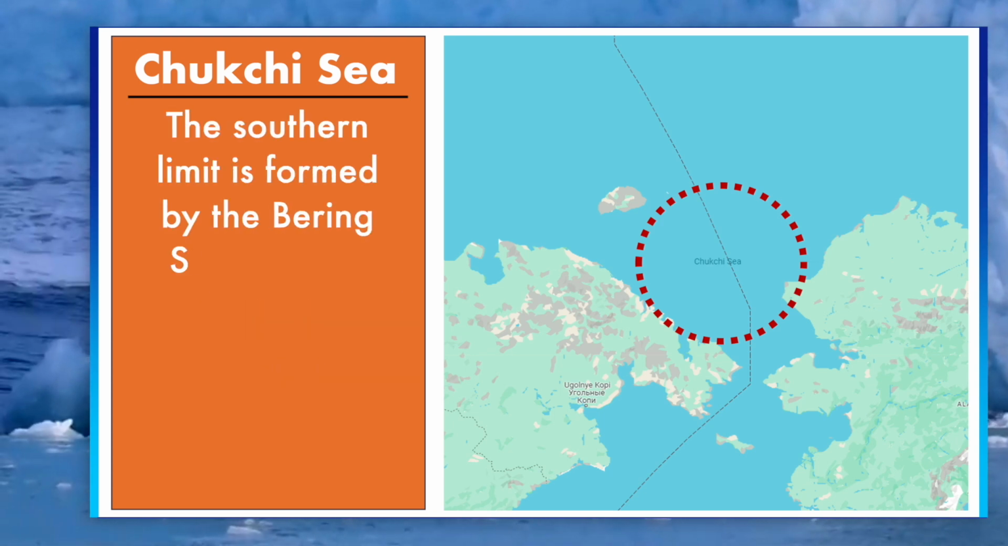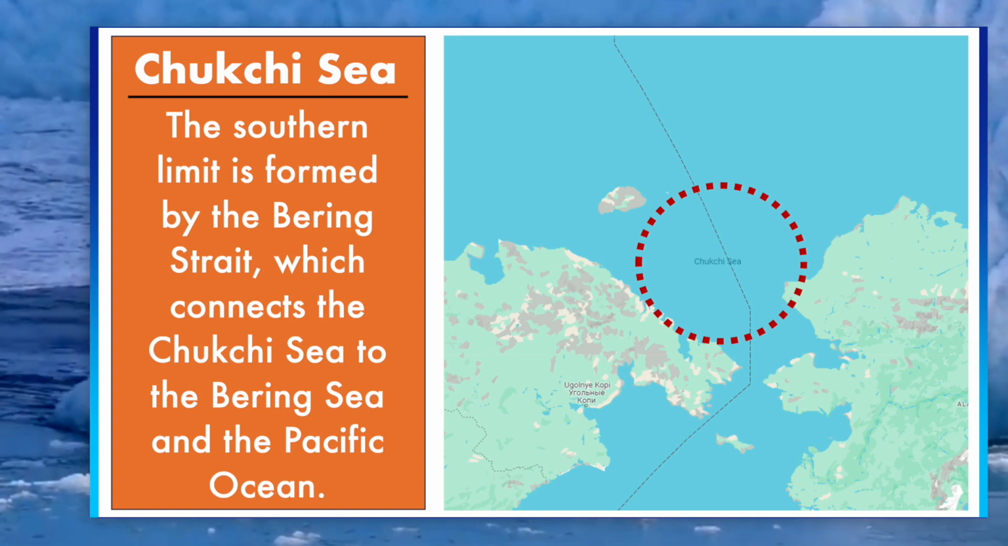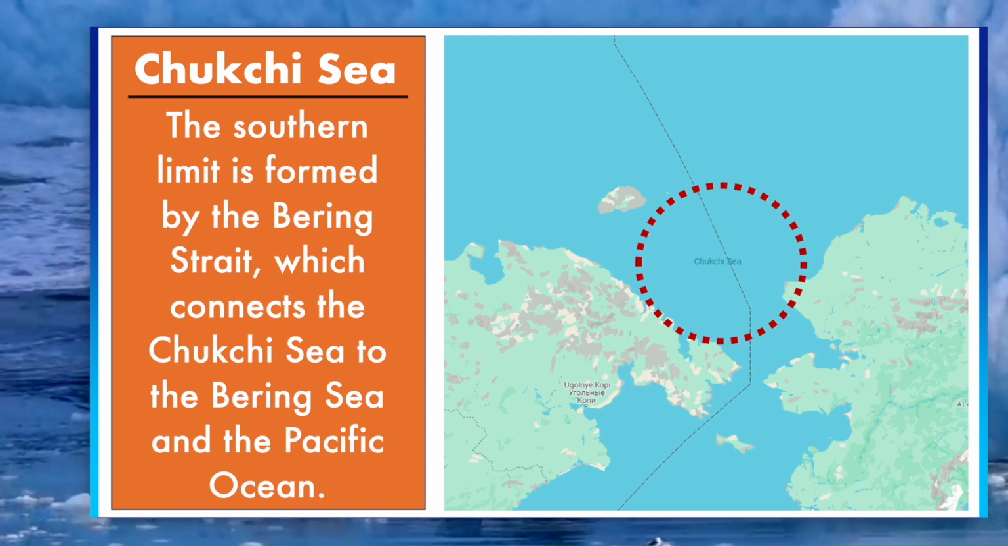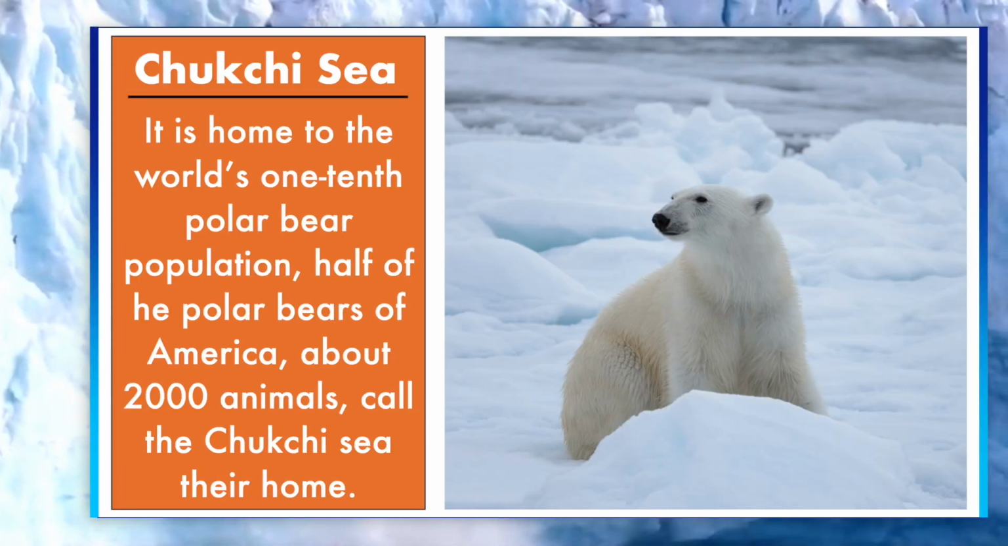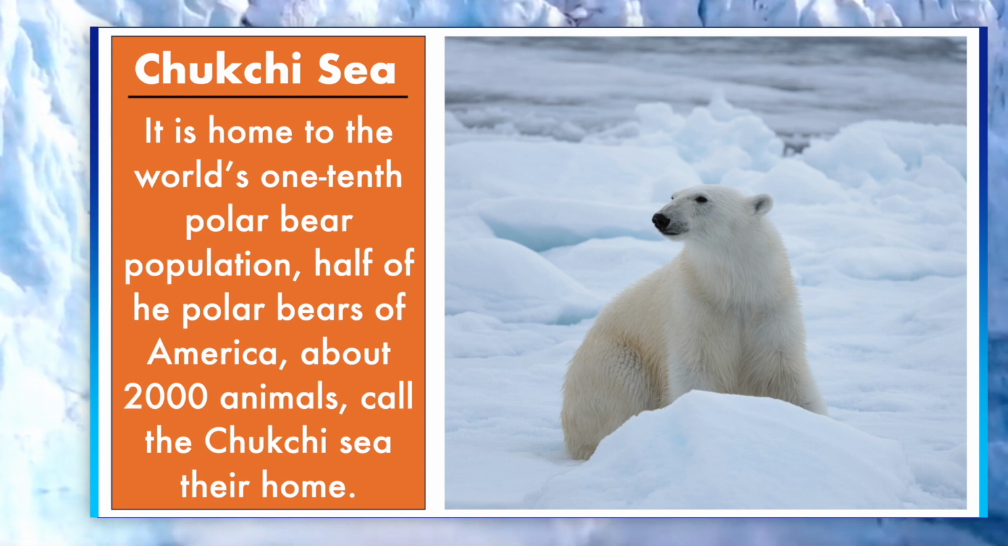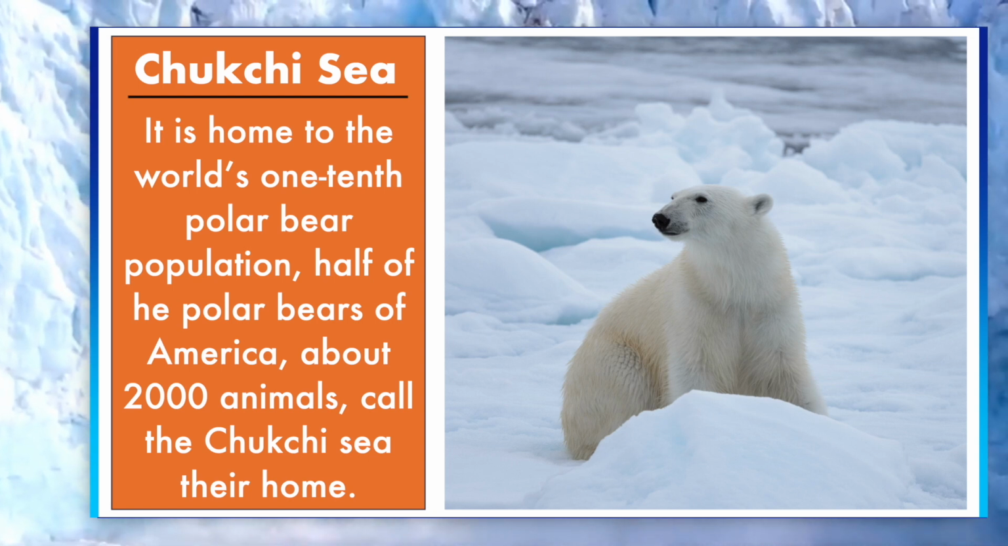Now, the southern limit is formed by the Bering Strait, which connects the Chukchi Sea to the Bering Sea and to the Pacific Ocean. And it is saline compared to the other seas of the Arctic. Why? Because it has very low runoff as well as exchange. And it is also named after the indigenous people of the Chukchi Peninsula, and it is home to the world's 1/10 polar bear population. Half of the polar bears of America, about 2000 animals, call the Chukchi Sea their home.